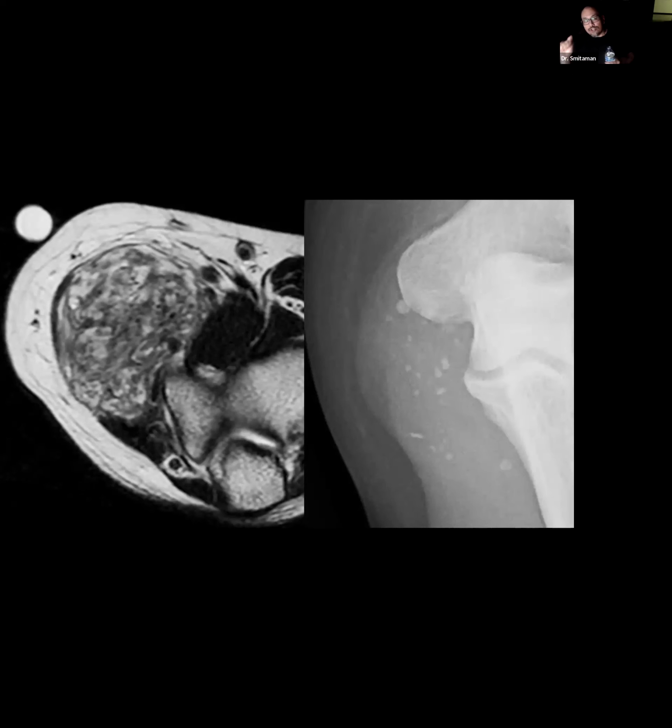Most common benign tumors that develop within muscle are going to be lipomas, hemangiomas, as I provide here, myxomas, and fibromatosis.